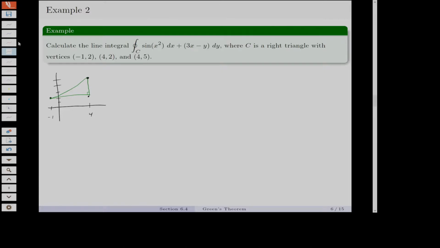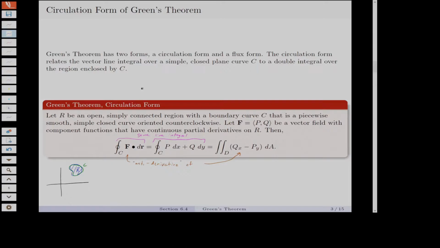Okay, and once again, we have this setup where I have a P dx plus Q dy. So I can change this integral along my curve C into the double integral over the two-dimensional region R. Right. P dx plus Q dy turns into a double integral of Qx minus Py.